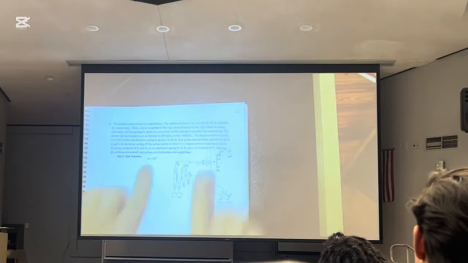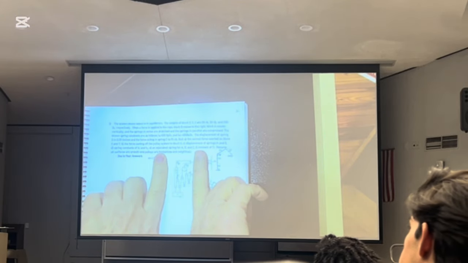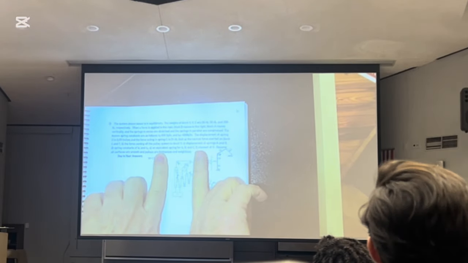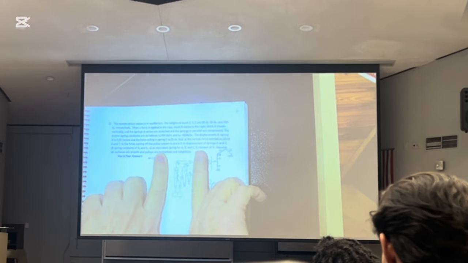Pulleys. There are pulleys here. We're going to do a problem today and show you how to deal with pulleys. From this point forward, you'll be able to do any pulley problem I give you on the test. Okay?